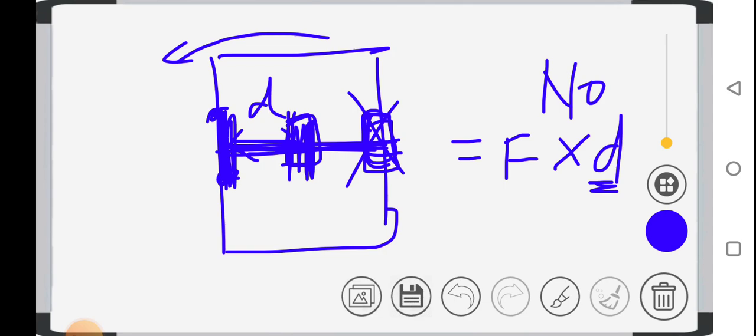So that is why moment of force depends on two factors, that is your force applied and the moment arm. I hope it is clear to you children. Now I have talked about the SI unit.